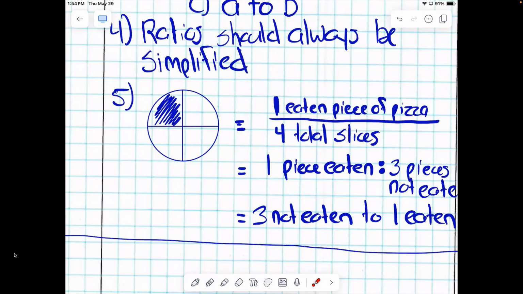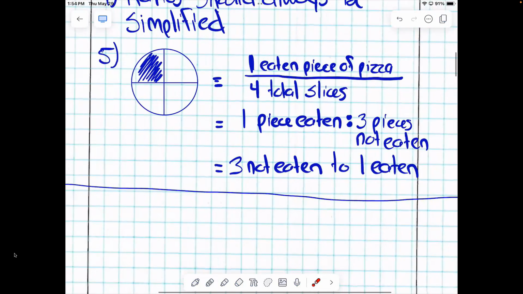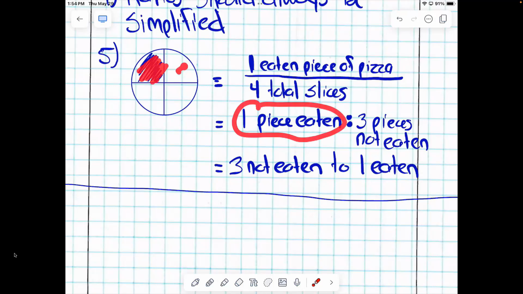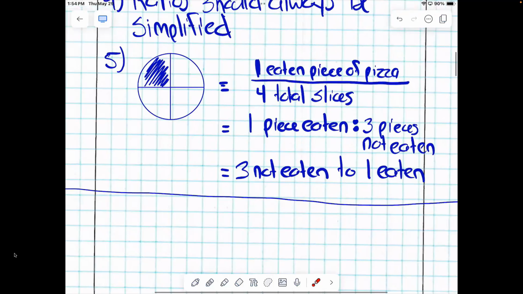Yes? But somebody else might look at this differently and say, yeah, one piece was eaten, but 3 pieces were not eaten. Are they ratios? Yes. A comparison or a relationship between two numbers, and it could be really any way as long as it represents whatever it is you're talking about. Yes?